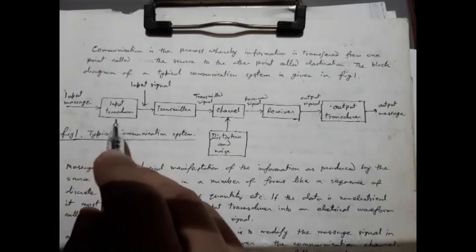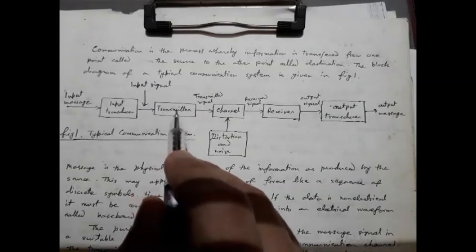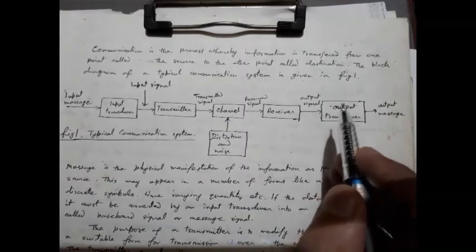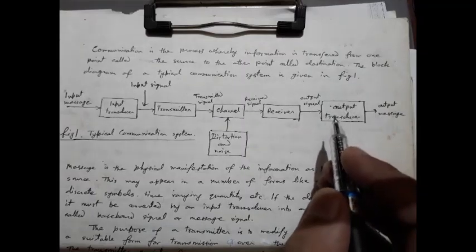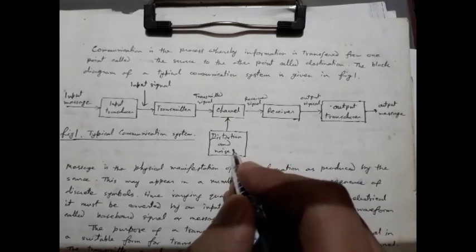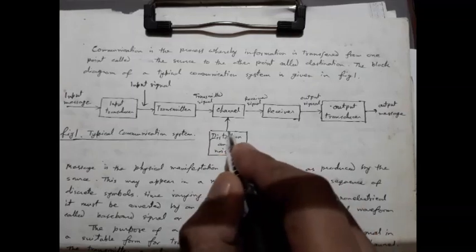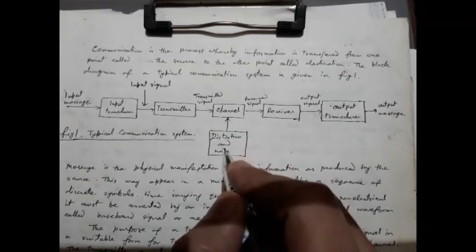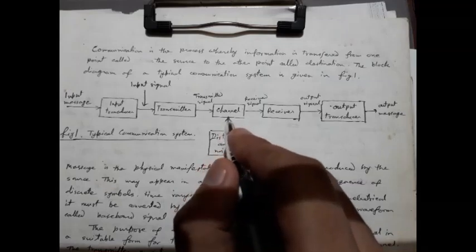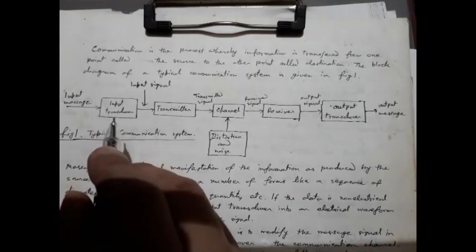The basic blocks are like this: one input transducer, a transmitter, there will be some channel, then receiver, and finally the output transducer. And in the channel there may be some noise or distortion, and that will be added in the channel in this way. So according to the block, the noise and distortion are added in the channel, and most of the noise is actually coming from the channel. Now let us try to understand the functions of each block.